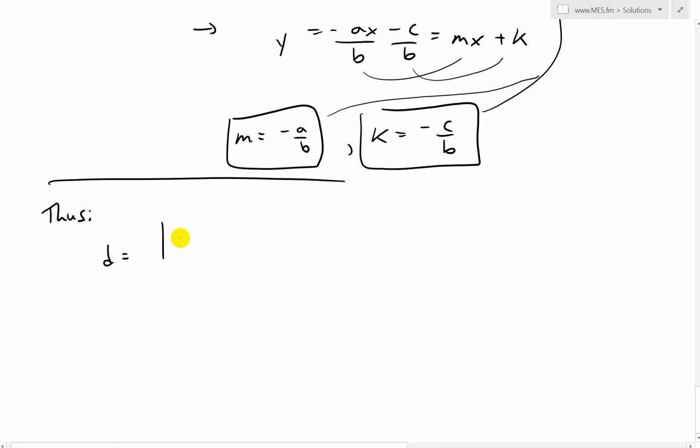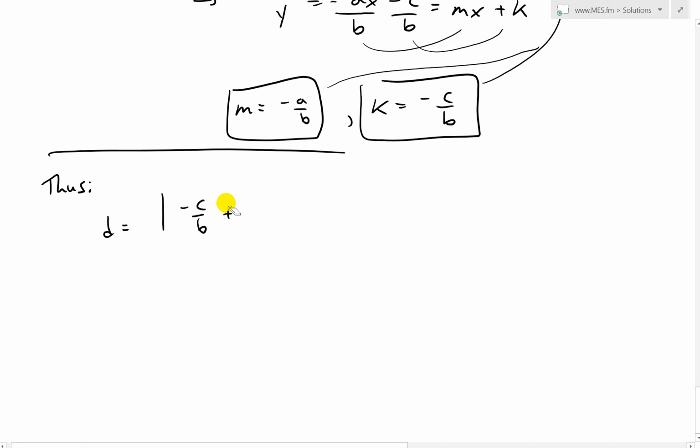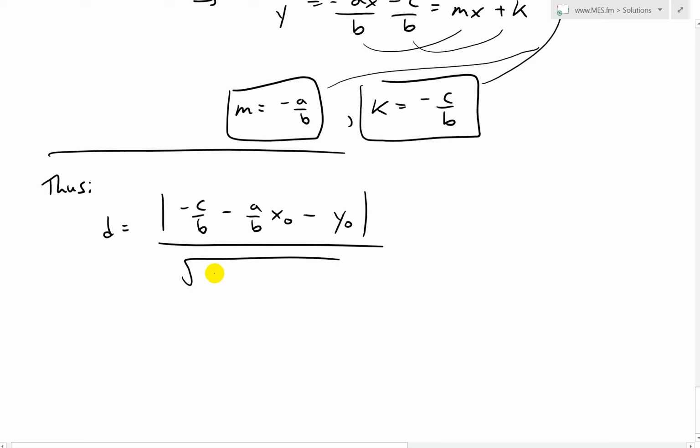So we have the absolute value of negative c over b, and then plus m x0, or it's going to be negative a over b x0, minus now a y0 like that, all over the square root of m squared. This is going to be negative a over b squared. That's the m plus 1 like that.